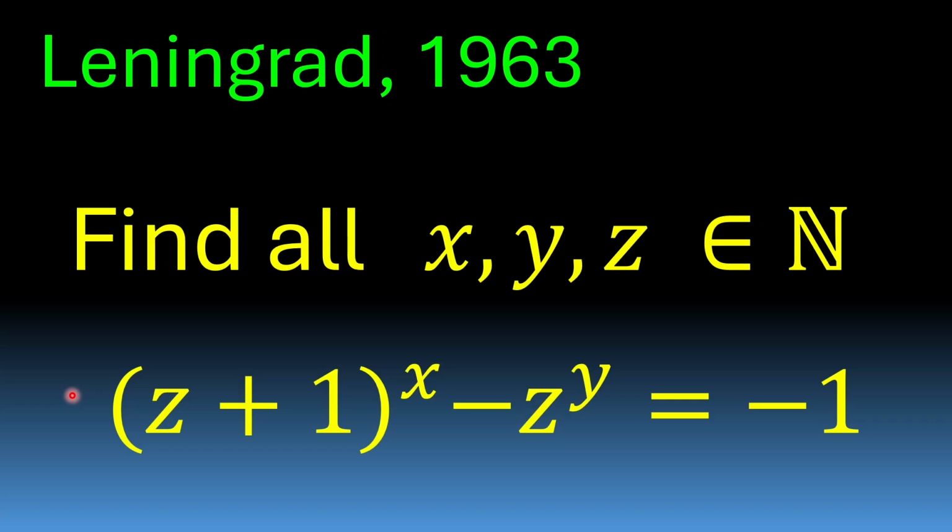Hi, here we have another question from Leningrad Mathematical Olympiad 1963. We know that x, y, and z are natural numbers. We have to find all solutions for the equation (z+1)^x - z^y = -1. This question was for ninth grade students. Maybe you can spend 10 to 15 minutes thinking about it, and after that come back and see the solution.